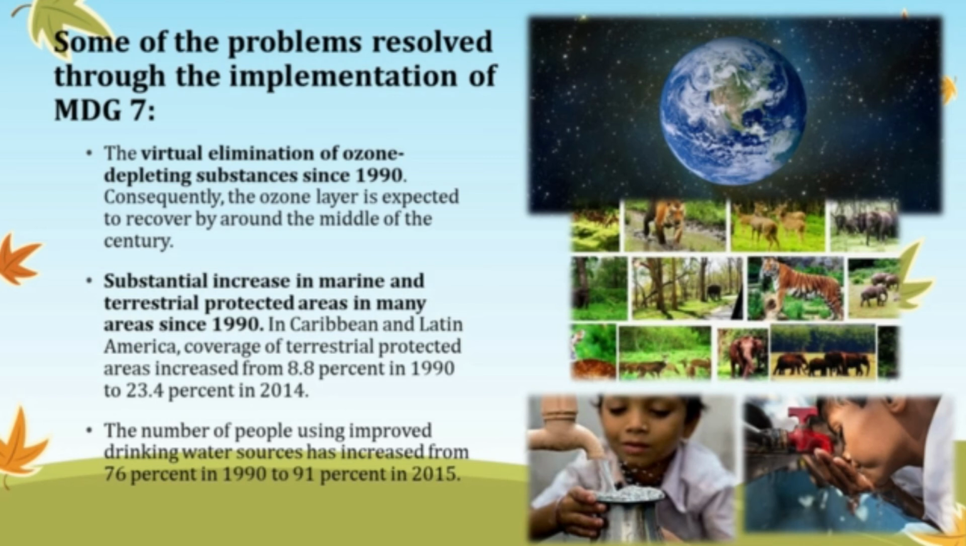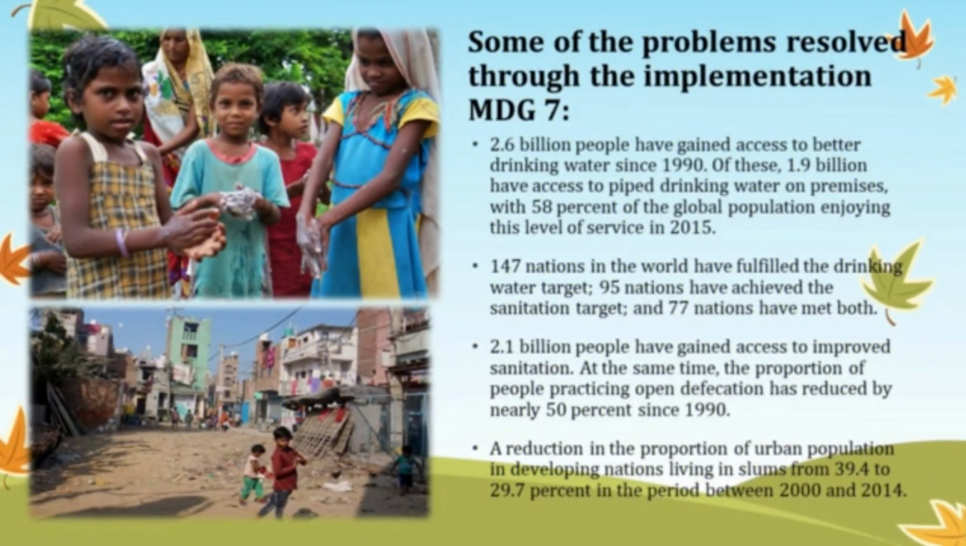Third, the number of people using improved drinking water sources has increased from 76% in 1990 to 91% in 2015. Fourth, 2.6 billion people have gained access to better drinking water since 1990. Of this, 1.9 billion have access to piped drinking water on premises, with 58% of the global population enjoying this level of service in 2015.